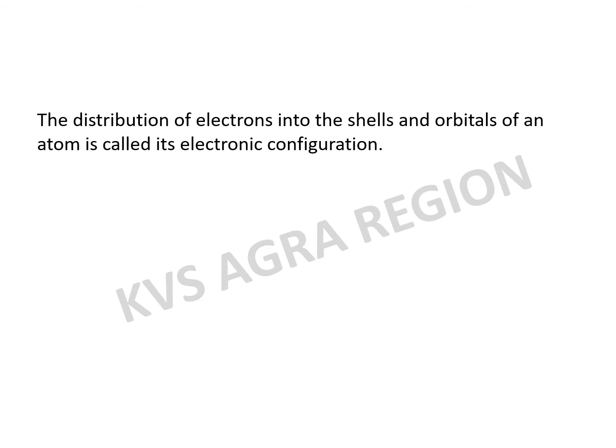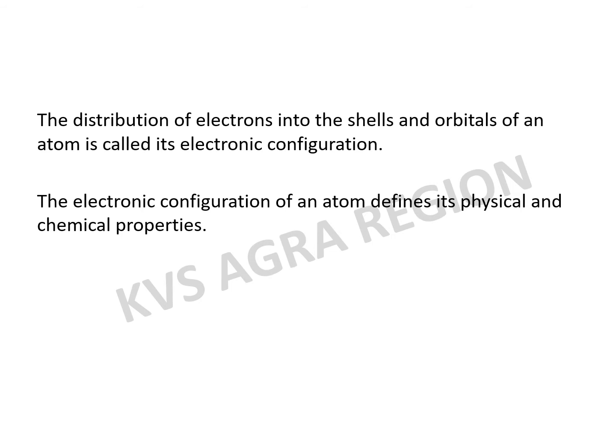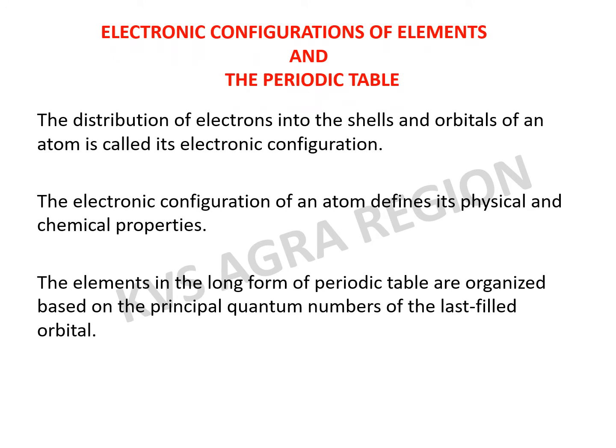The distribution of electrons into the shells and the orbitals of an atom is called its electronic configuration. Now we know that the electronic configuration of an atom is very important as it defines its physical and chemical properties. The elements in the long form periodic table are organized based on the principal quantum numbers of the last filled orbitals. Hence, we can see that the electronic configuration of an element is correlated with the periodic table.